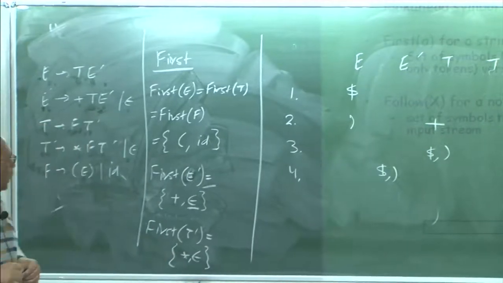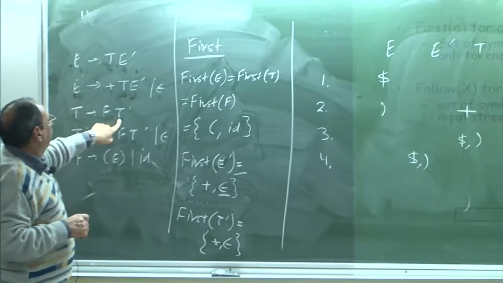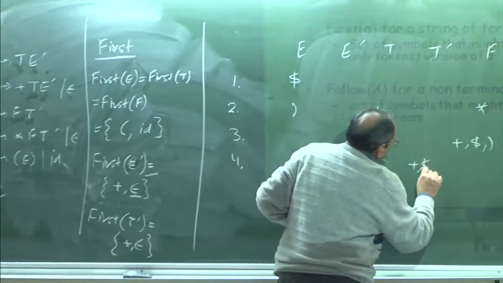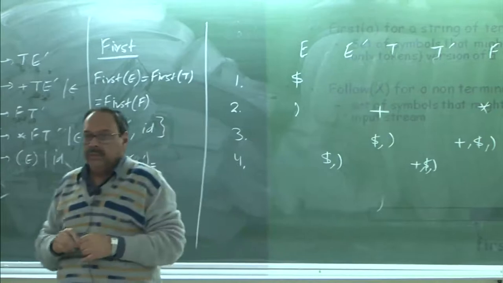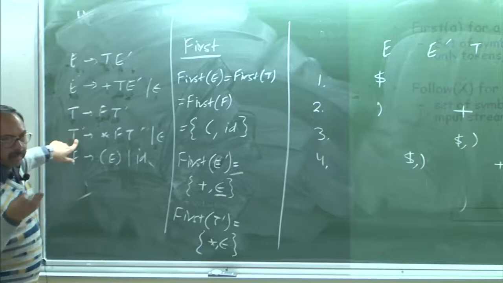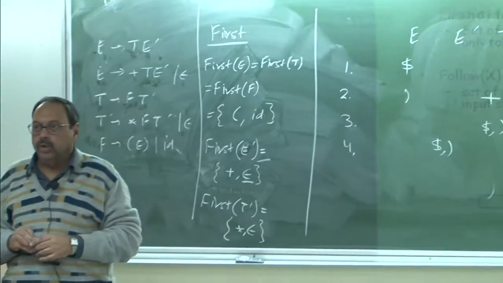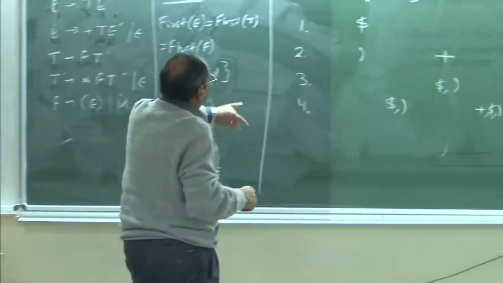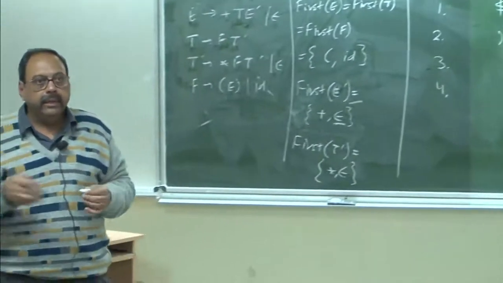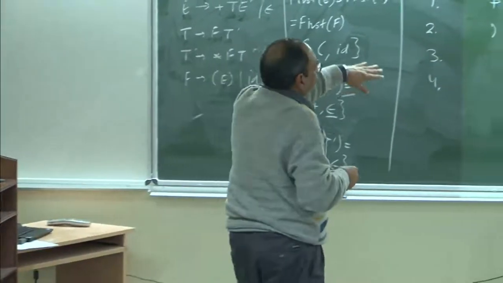So this will be dollar and right parenthesis. And here it says follow of E prime contains everything in follow of E prime, which is trivial. Follow of T prime contains everything in follow of T, so this will now contain plus, dollar, right parenthesis. And this one says follow of T prime contains follow of T prime, which doesn't add anything. Here I don't have any non-terminal in the rightmost position, so I stop. Rules 3 and 4 have to be applied again and again to recompute, but I know that I cannot add anything more to the sets. So is the application of these rules clear? What are we doing here?